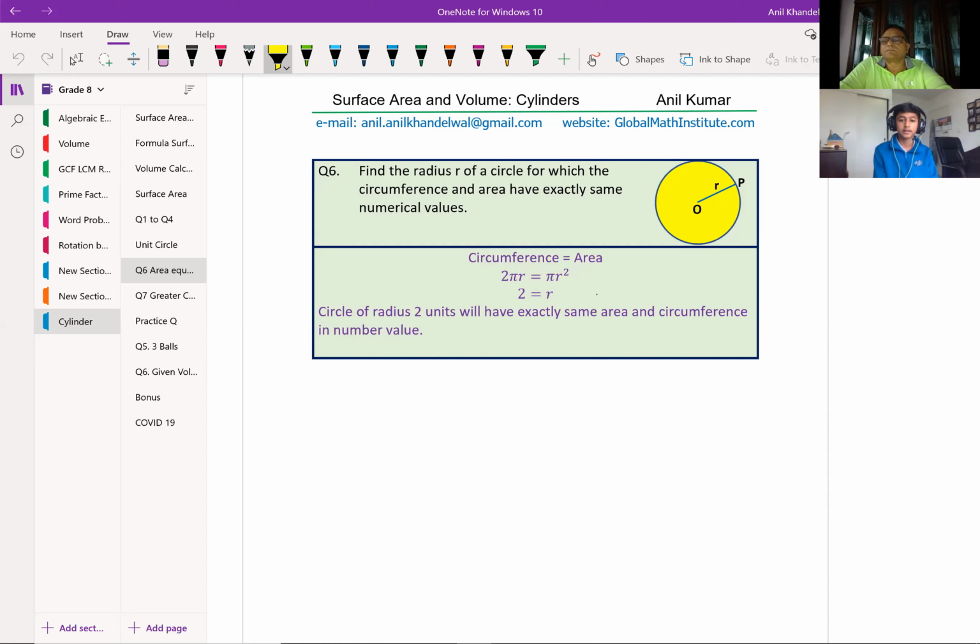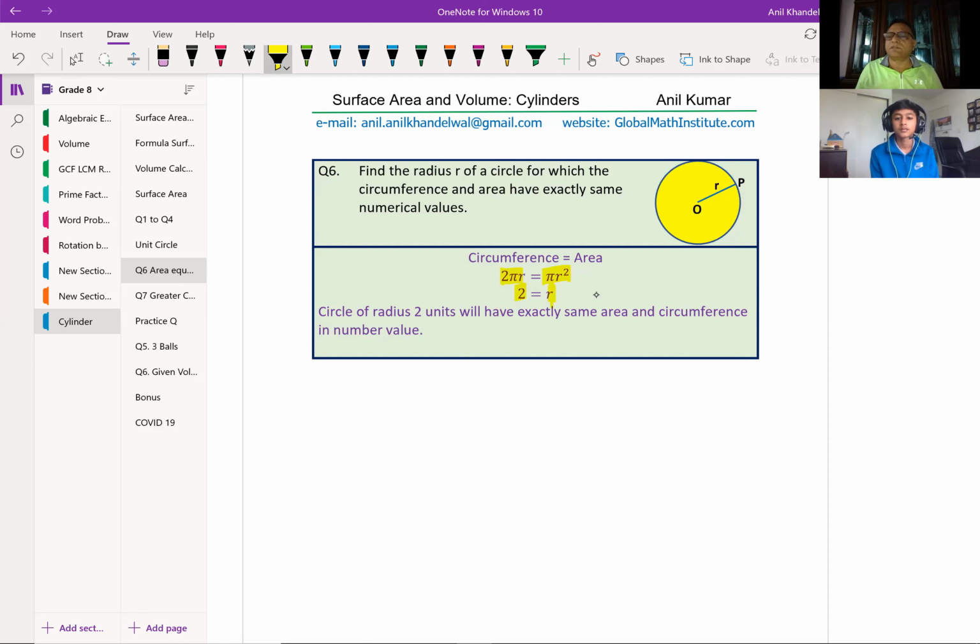So this would mean that 2r is the same as r squared. Basically, you just equate the formula for circumference and area, which is 2 pi r equals pi r squared. So pi and pi cancel, r and r cancel. You're left with 1 r on the other side and 2 on this side.